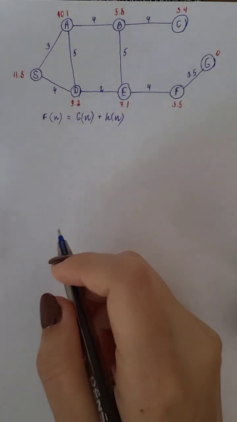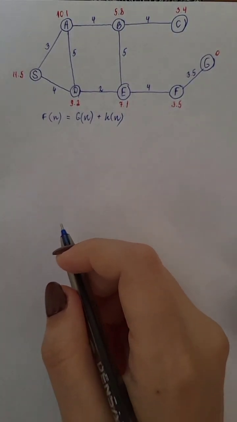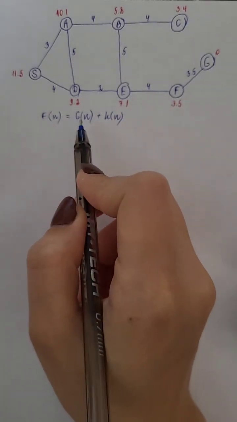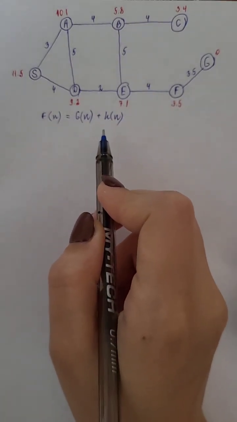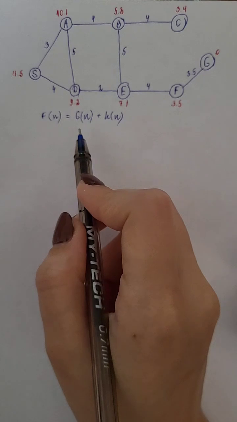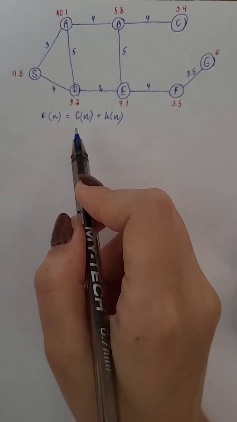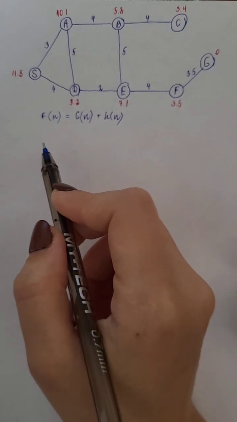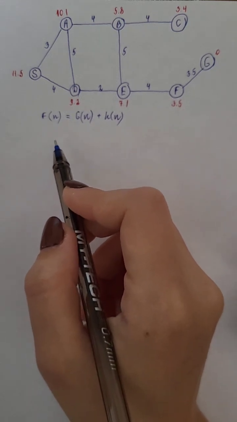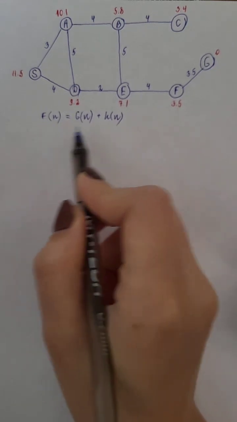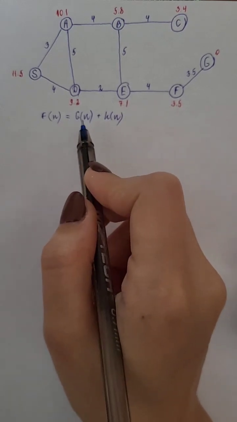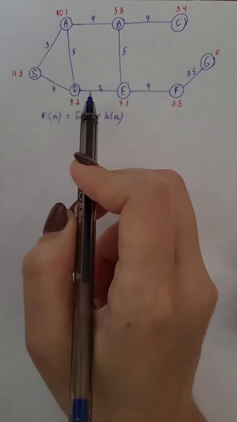And now I'm going to explain another example. First of all, we have already known that F(n) equals G(n) plus H(n). G(n) is the cost of the cheapest path from node n to a goal state. H(n) is the cost of the cheapest path from the initial state to node n. And using this formula, we will calculate the cost of the path. And I took a very simple example.